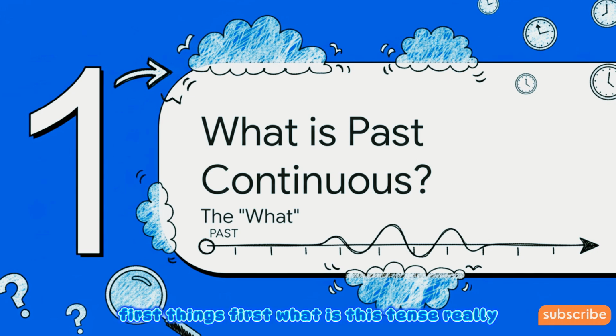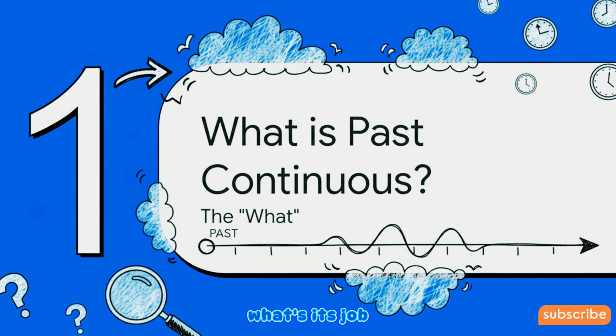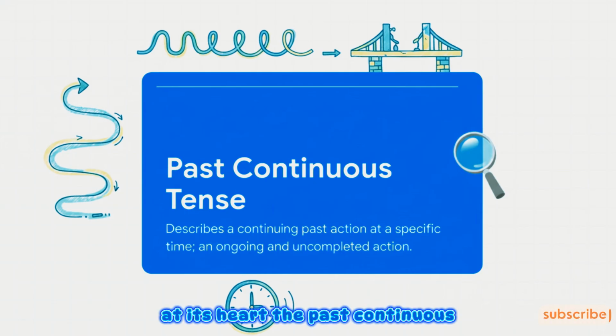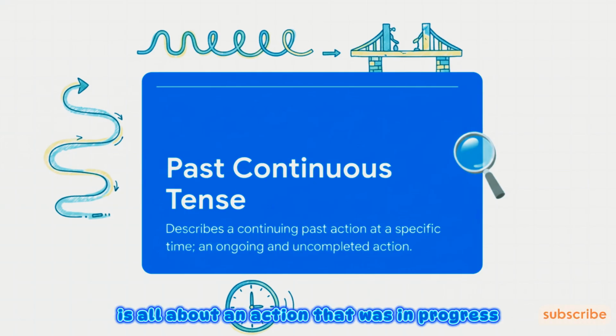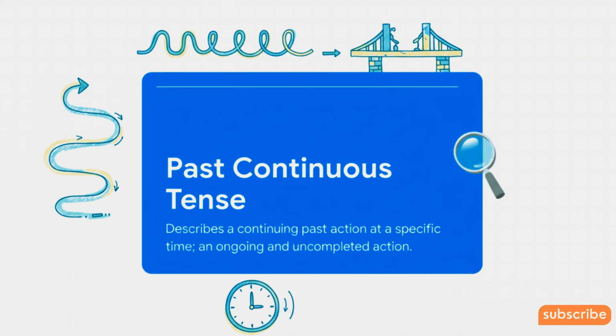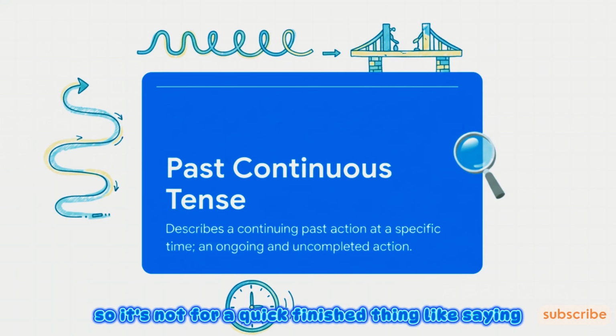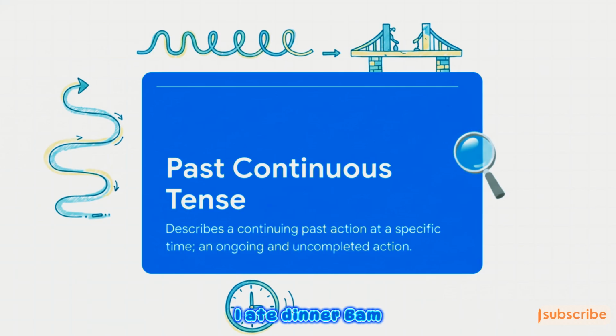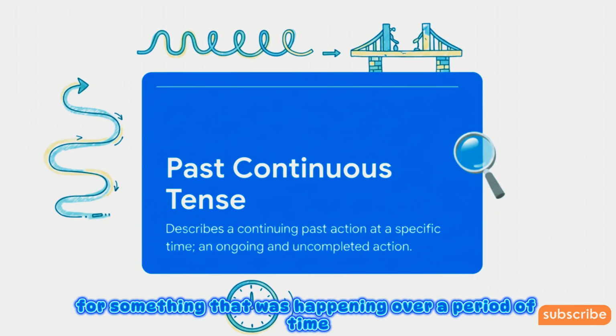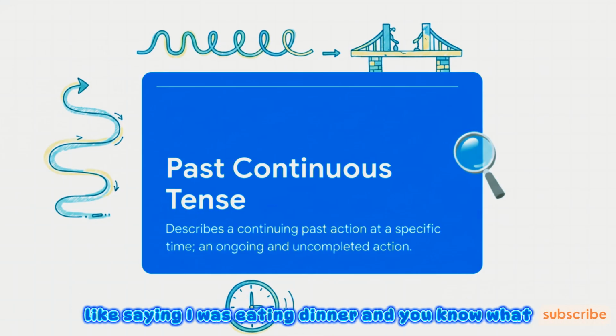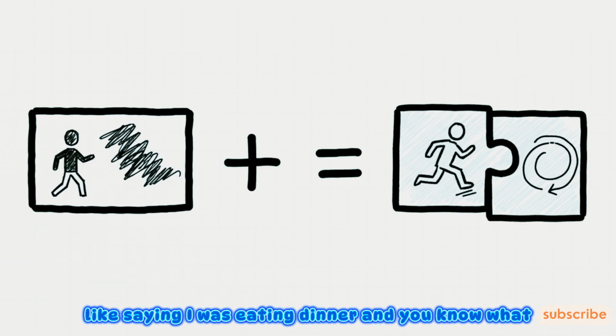First things first, what is this tense, really? What's its job? At its heart, the past continuous is all about an action that was in progress at a specific time in the past. The two big ideas you've got to remember are ongoing and unfinished. So it's not for a quick, finished thing like saying, I ate dinner. Bam, done. No, this is for something that was happening over a period of time, like saying, I was eating dinner.